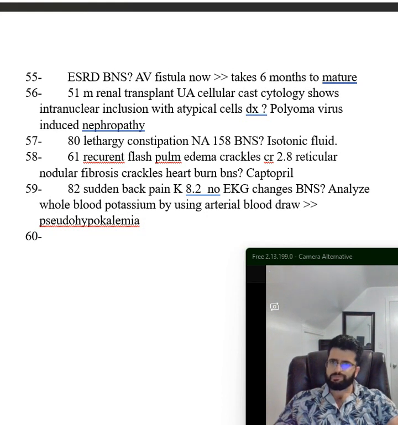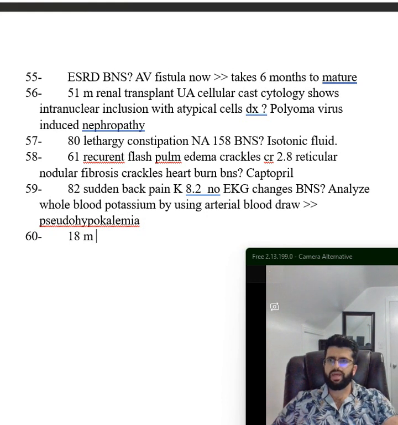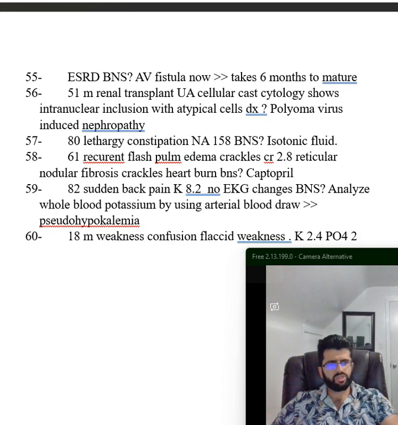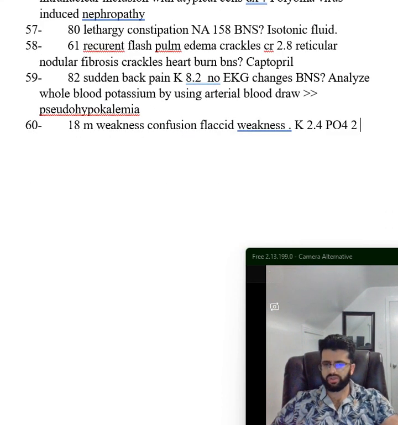Okay. Now this case is kind of interesting. You see an 18-year-old man who came in with weakness and confusion. So you do an examination. You find flaccid paralysis, flaccid weakness in the extremities. You check the labs. You see potassium is 2.4, phosphorus is like 2. This is very low. So hypokalemia, hypophosphatemia. So what's going on in here?